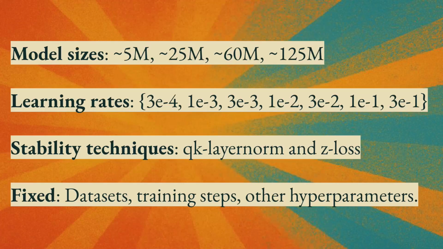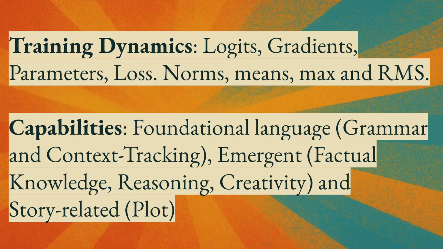I'm going to be training 4 different model sizes, maybe more. The 7 learning rates that they have in the Small Scale Proxies paper, the 2 stability techniques that they implement, which is QK layer norm and Z-loss, and what will be fixed in all my experiments will be the datasets, the training steps, and other hyperparameters.